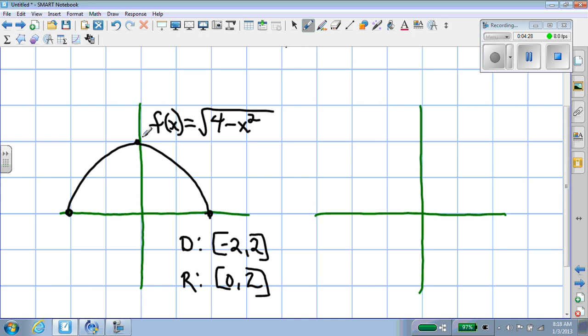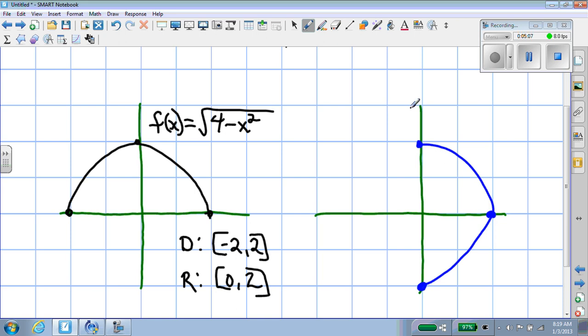The inverse, so let's just do this graphically. So this is the point (-2, 0), so (0, -2). (0, 2), so (2, 0). And (2, 0), so (0, 2). So the inverse is going to be here. If we do the vertical line test, we notice that this inverse is not a function. Okay, so it has an inverse, but the inverse is not a function.